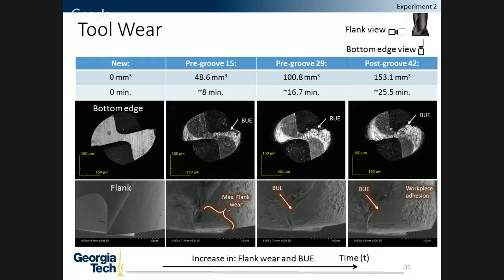We observed the tool wear along the flank view and the bottom edge view. In the same manner, the groove numbers are given, along with the elapsed time and volume. A new tool is shown for comparison, the bottom edge and the flank view. As can be seen, the flank wear increases significantly with time, and most notably, there's a significant amount of built-up edge along the tool, and it only tends to increase with time, as shown for both views. So the one big takeaway: more machining equals more flank wear.